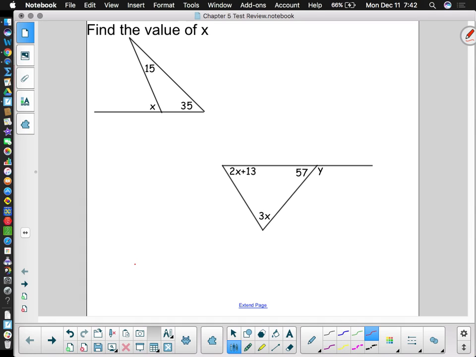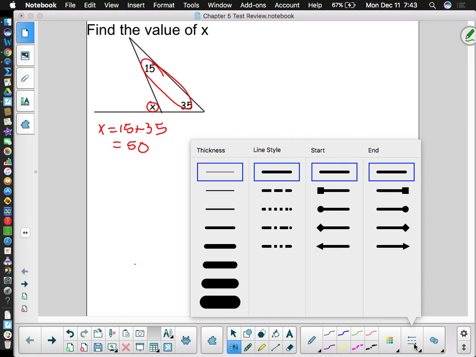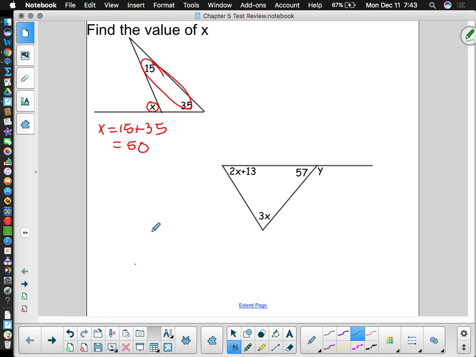This first one, pretty straightforward. The biggest mistake people made on this one on the quiz is they did x plus 35 plus 15 equals 180, but that's not the way it works, okay? It's the interior angles that add up to 180. An exterior angle is the sum of the remote interiors. So x equals 15 plus 35, which is 50.